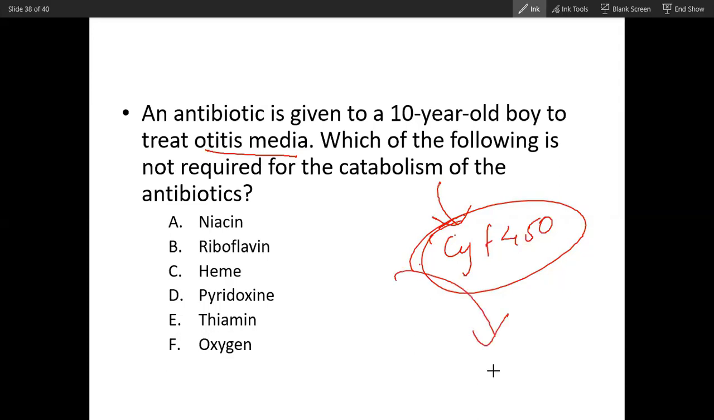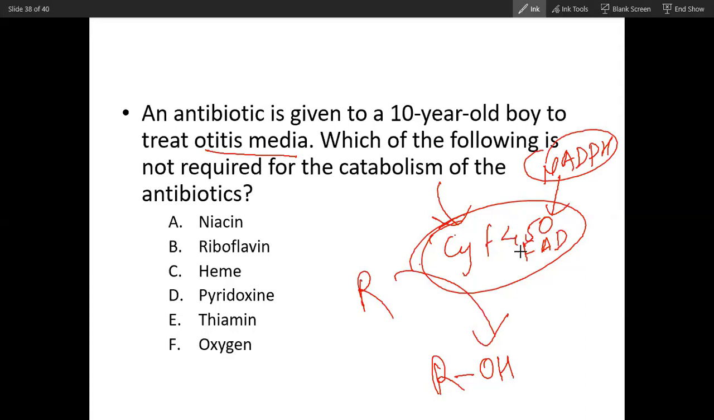This will ultimately cause a hydroxylation reaction. It will utilize NADPH. So inside it there is FAD, FMN, and then heme. So FAD, FMN, heme, and then NADPH. This all will be utilized to convert some drug into hydroxy drug. So just tell me which is not part of this enzyme right now.